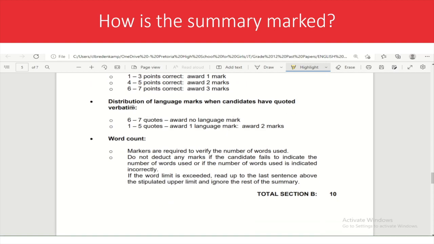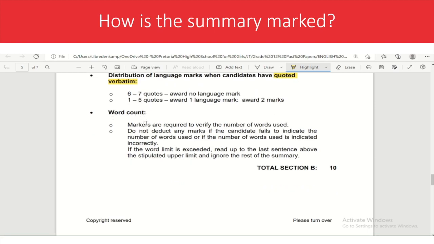Then, this is the distribution of the language marks when candidates have quoted verbatim. So they've taken it directly from the text, which is not what we want you to do. If you've taken 6 to 7 quotes, you get no language mark. You get 0. If you've taken 1 to 5 quotes, you only get 1 mark for language. Depending on how bad it is, you might get 2 marks for language.